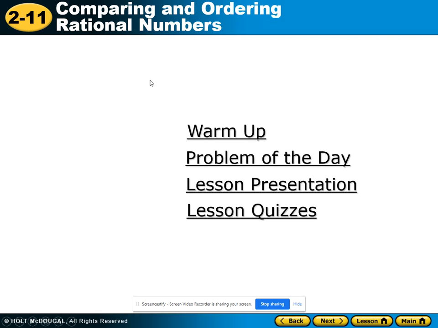Welcome, 7th grade. Today we compare and order rational numbers. You're going to find that we have to do a lot of converting today so that they're all the same type. You may as well strap on your brains because we're going to be thinking through it.